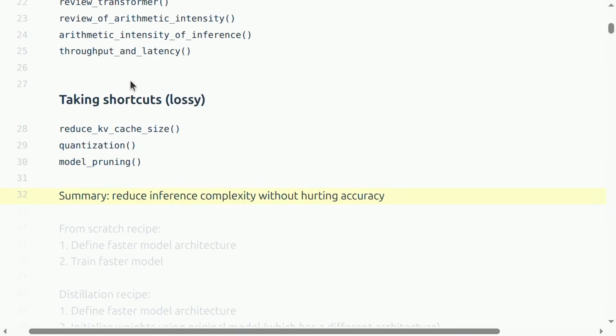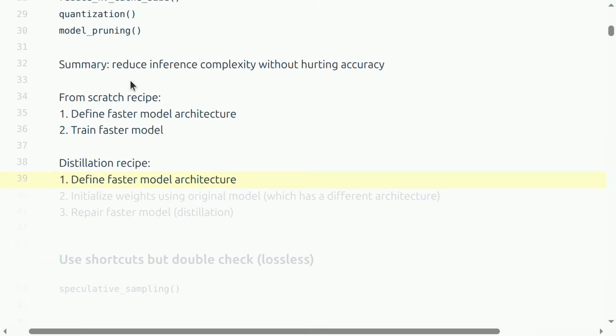Okay, so just to summarize here, the game is to reduce the inference complexity without hurting accuracy. You can think about this as mostly reducing either the number of parameters or the KV cache. You can define a faster model architecture and train it, or you can define a faster model architecture and initialize the weights from the original model, which might have a different architecture, so you make this Frankenstein thing, and then you repair the faster model with distillation.